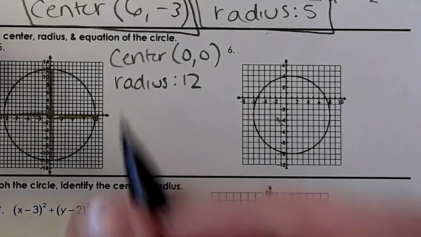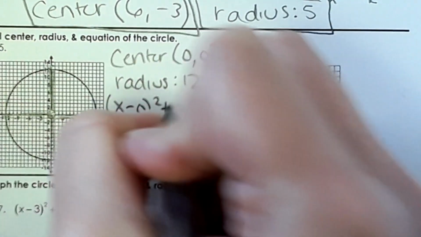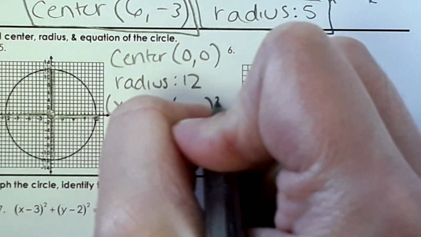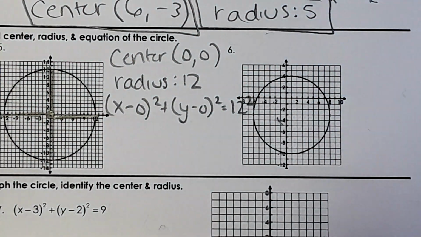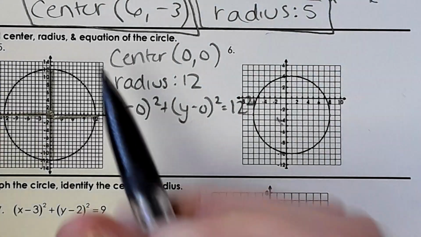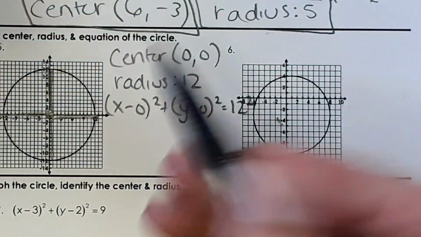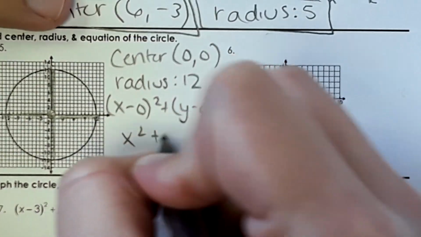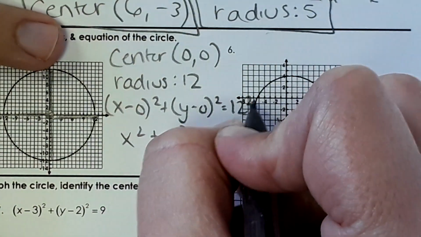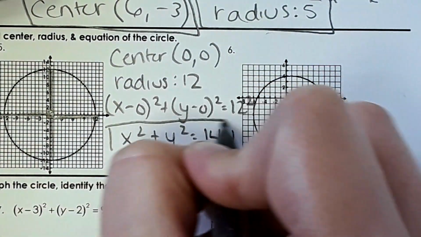And then from here you can write the equation. So it would be just x squared and y squared. Yes, we're getting there. Okay, so I just plugged in the center into the equation, and then I'll clean it up. X minus 0 is just x, and y minus 0 is y. So it would be x squared plus y squared equals 12 squared. You can plug that in a calculator. You get 144.